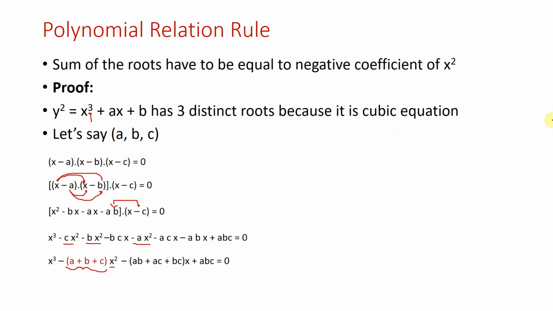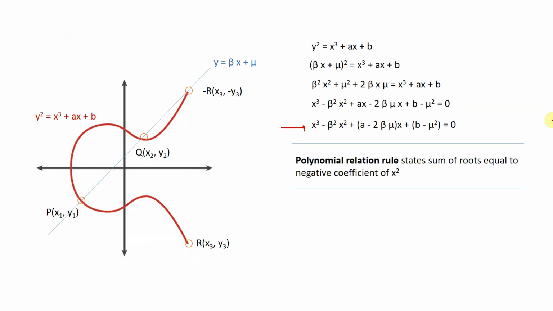I can apply a polynomial relation rule here, and it states that the sum of the roots has to be equal to the negative coefficient of x squared, and here the negative coefficient is minus beta squared, because minus beta squared is the coefficient of x squared, and it has to be equal to the sum of the roots. The sum of roots is x1 plus x2 plus x3 as seen.